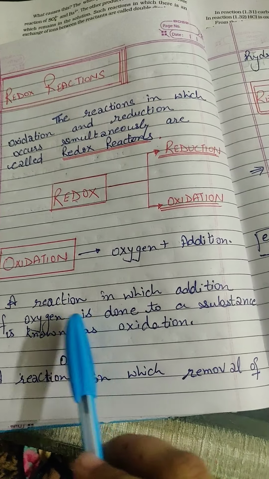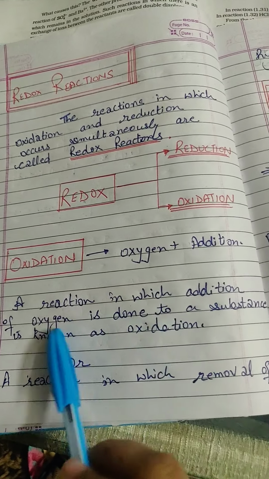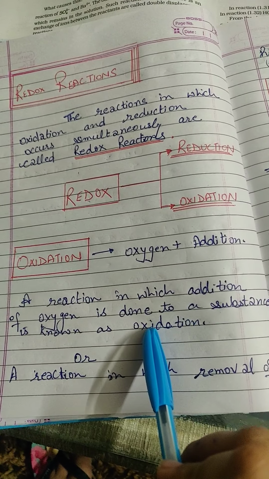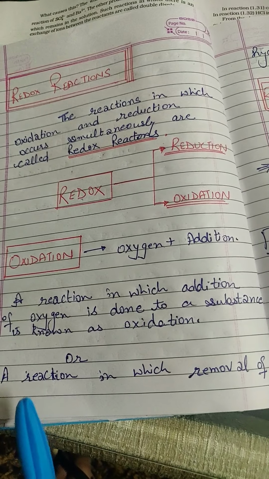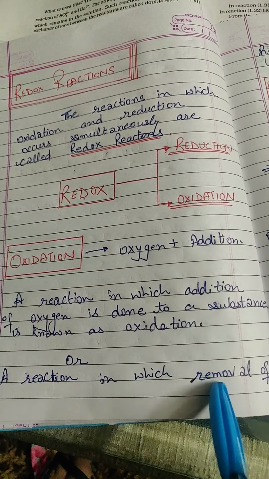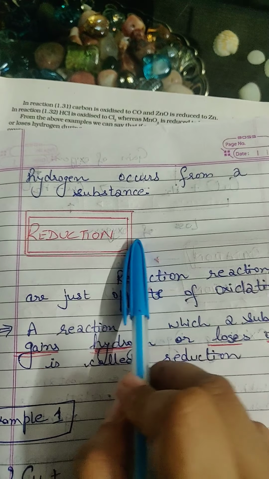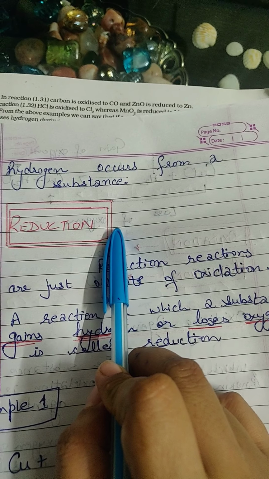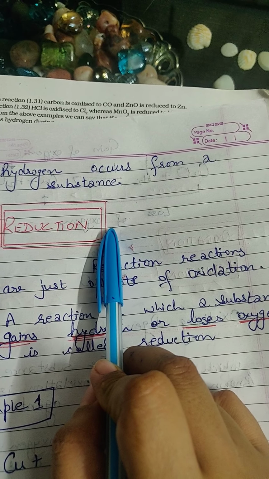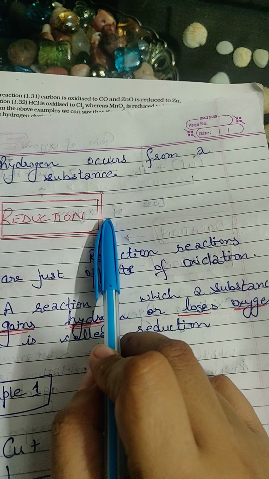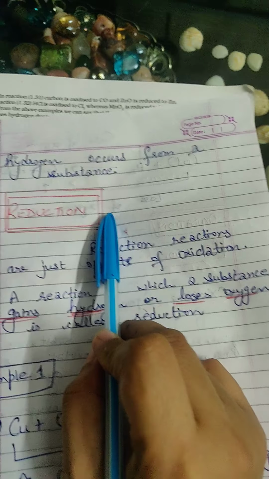Let's define it. A reaction in which addition of oxygen is done to a substance is known as an oxidation reaction, or a reaction in which removal of hydrogen occurs from a substance is also known as oxidation. So oxidation is defined in two ways. Either it is addition of oxygen or it is removal of hydrogen.